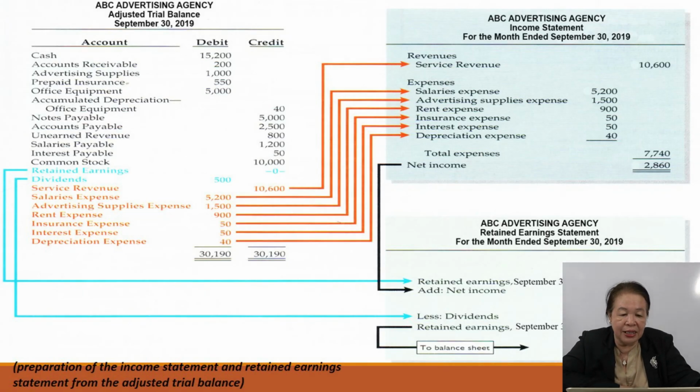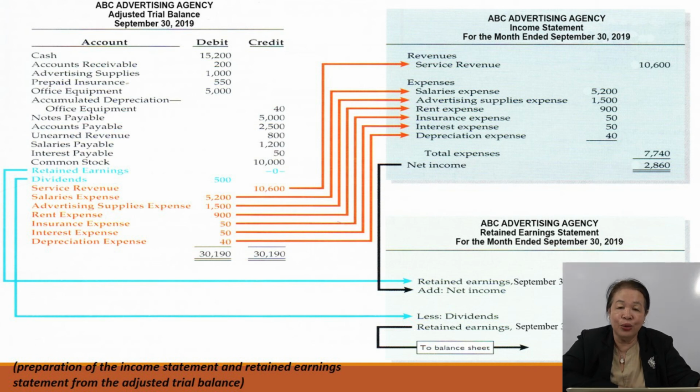Magmula sa ating adjusted na trial balance, kukunin natin lahat ng mga accounts na kailangan para mabuo natin yung ating income statement. So, ano yun? Kailangan sa income statement, kailangan natin yung revenue. Magkano ba yung service revenue natin? Diba doon sa adjusted na trial balance natin, na galing doon sa ledger natin, the ledger balance, na dinala natin sa adjusted trial balance is 10,600 na, no? Kasi nag-umpisa siya sa 10,000, tapos nagkaroon tayo na adjusting entries na 400 at saka 200, kaya naging 10,600 siya. So, dadalhin natin yan dito sa income statement, service revenue, 10,600.